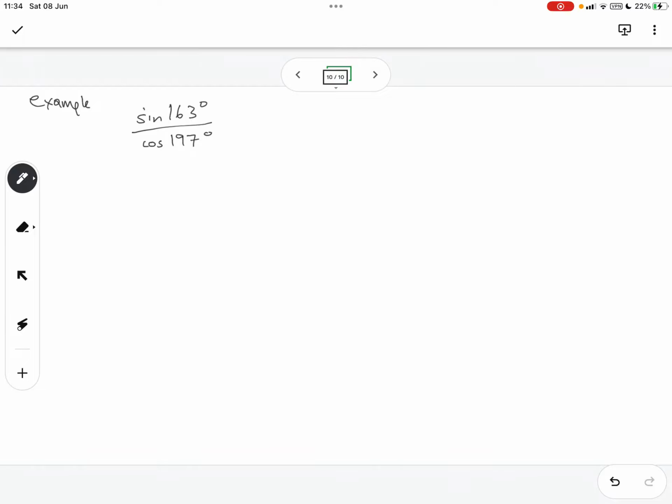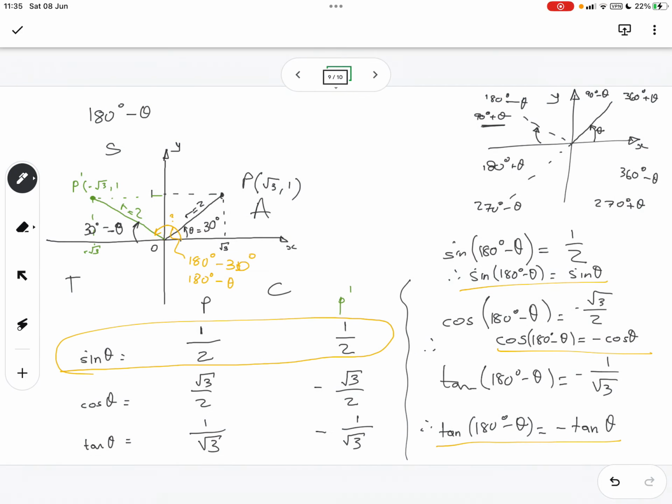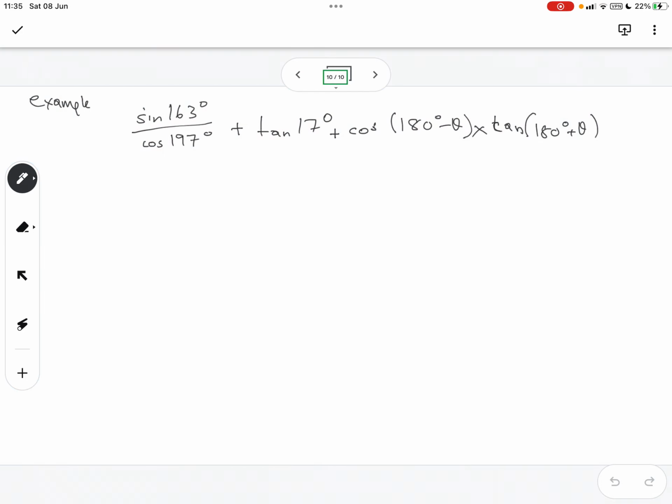Anyway, so if we have sine of 163 over cos of 197, and we have to add it to tan of 17, and we must add the cos of 180 degrees minus theta and multiply that by the tan of 180 degrees plus theta.